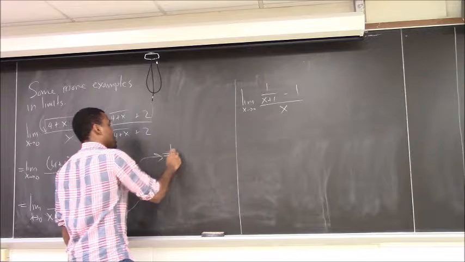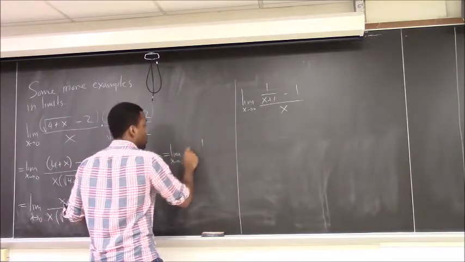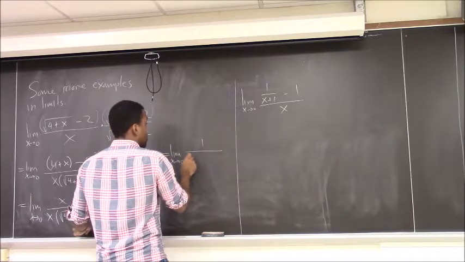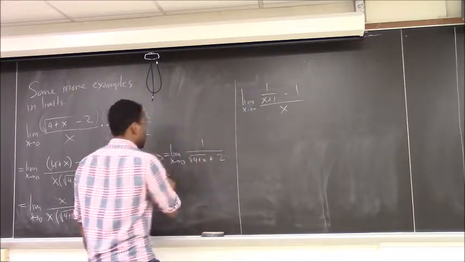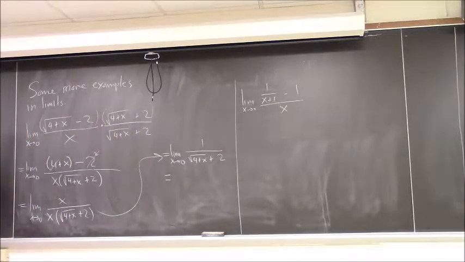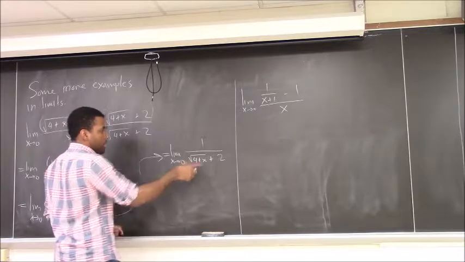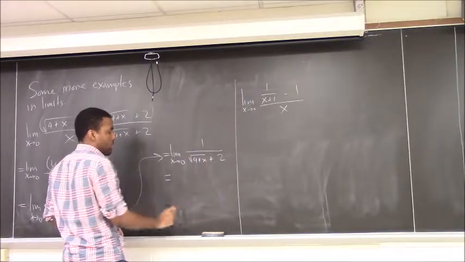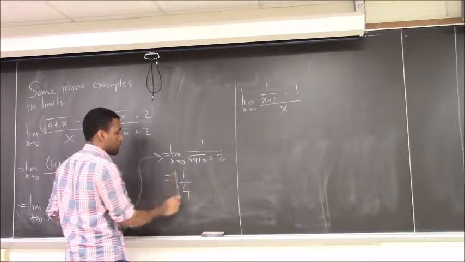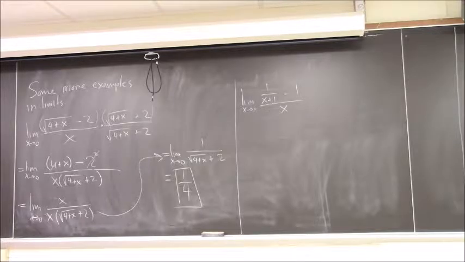So this gives me the limit as x approaches 0 of, now this becomes 1 over radical of 4 plus x plus 2. And now I can plug in x equals 0 because the denominator won't be 0 in that case. Plug in x equals 0 here, I just get radical of 4, which is 2. Add 2, I get 4, so this just becomes a quarter. So that limit is a quarter.